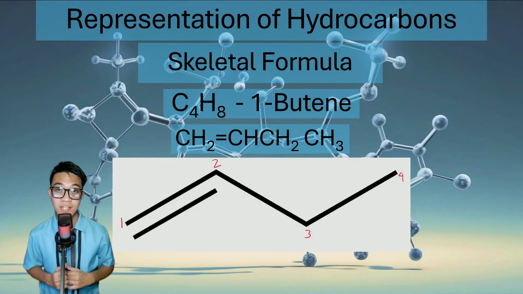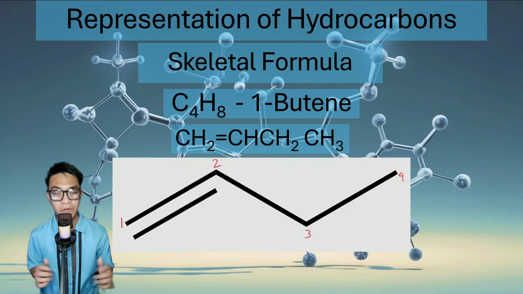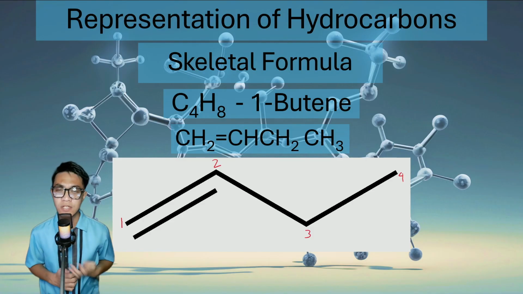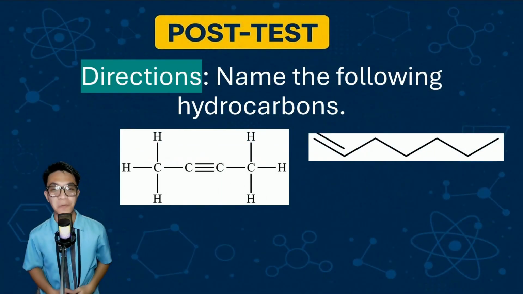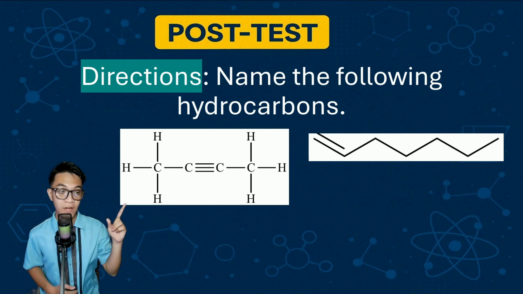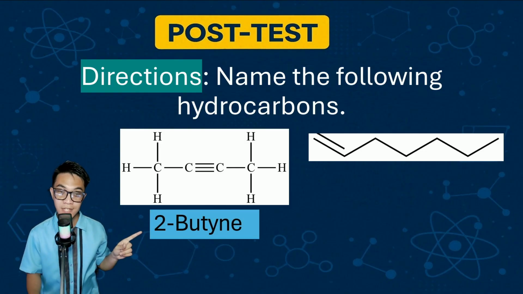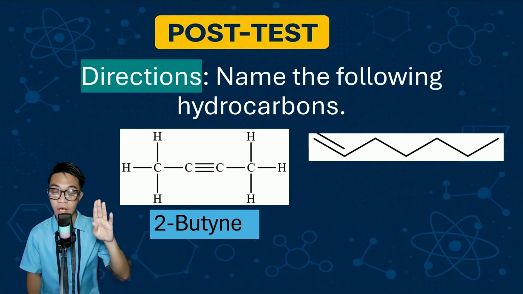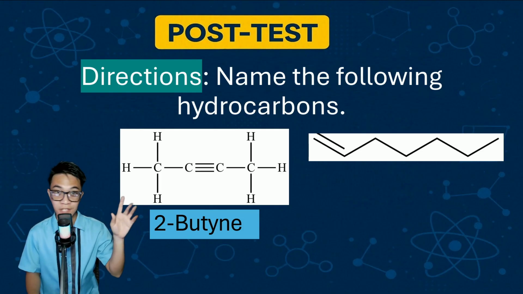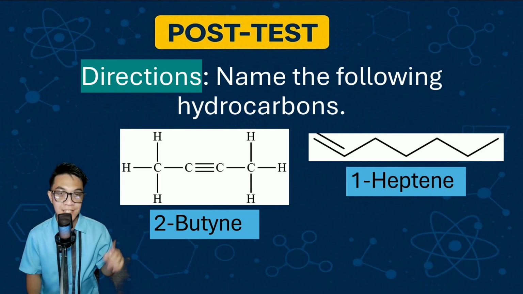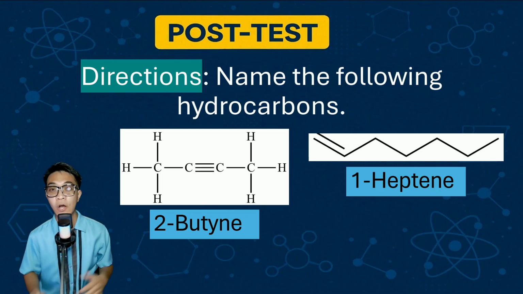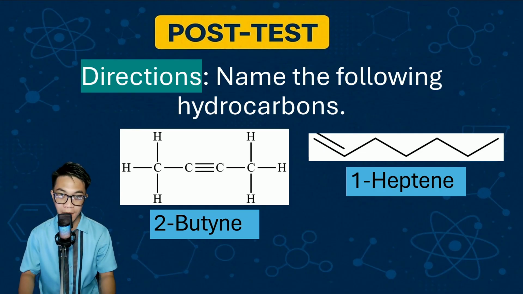Alright, students, that's just how easy it is to graphically represent our hydrocarbons in 4 different ways. Thank you for staying till the end of this lesson. I'll now reveal the answer to our pretest. What we have here is a graphical formula and a skeletal formula, and these are the names of these hydrocarbons. We have a 2-butyne since it has 4 carbons with a triple bond located on the second carbon, and the other item, the skeletal formula, is a 1-heptene since it's an alkene with 7 carbon atoms.